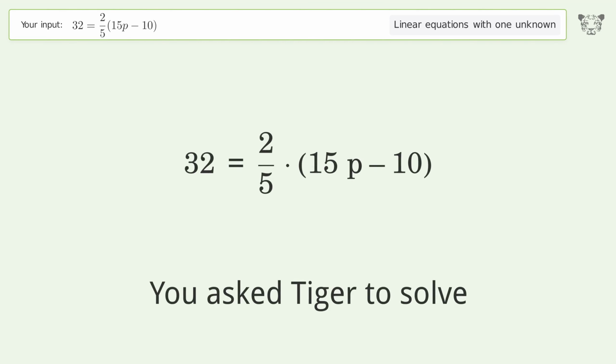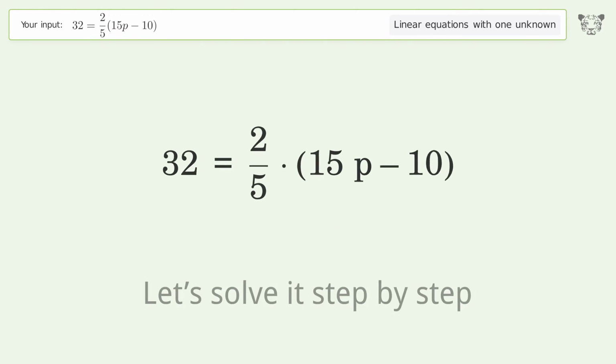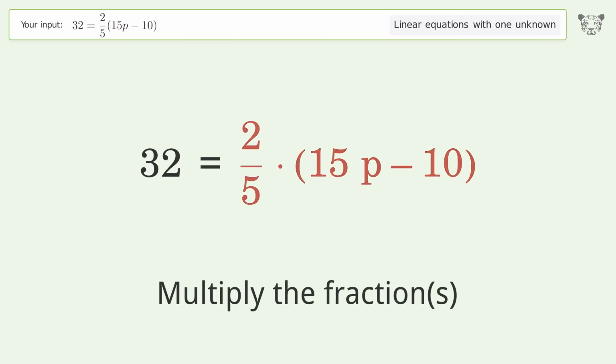You ask Tiger to solve. This deals with linear equations with one unknown. The final result is p equals 6. Let's solve it step by step. Simplify the expression. Multiply the fractions.